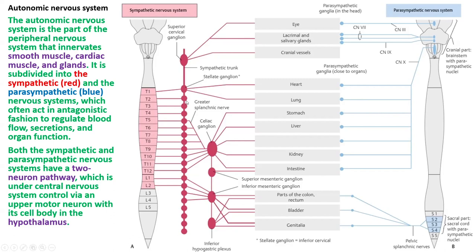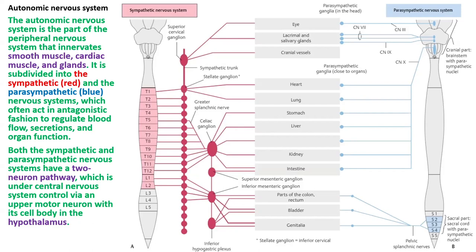And then the axon terminates and synapses with the second neuron, or the postganglionic fiber, or postsynaptic fiber, at a different level. You can see here in the sympathetic system we have the paravertebral chain and the paravertebral ganglia, which are located on the two sides of the vertebral column. That's why they are paired, and the preganglionic fiber synapses with the postganglionic fiber.